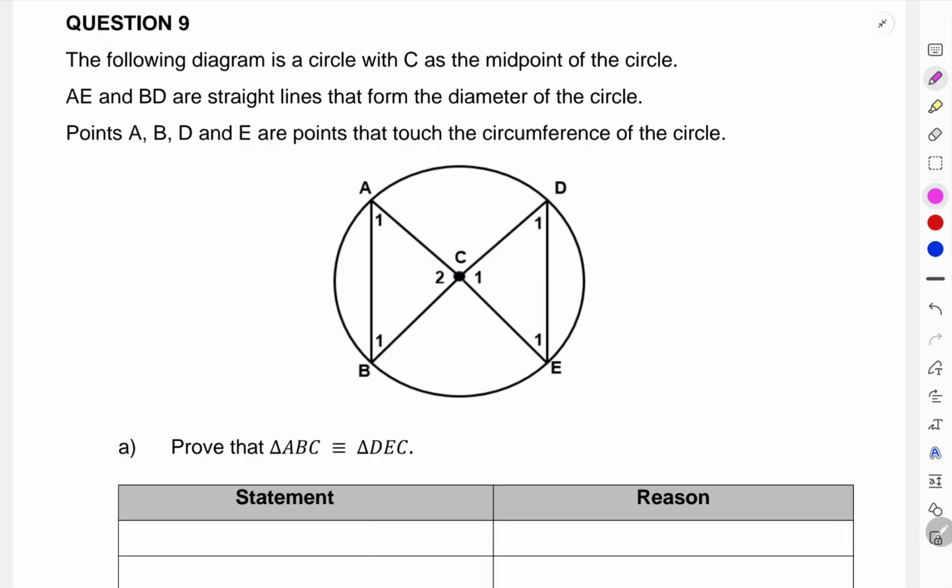Okay, last two questions. Almost there. Take a breather. Get some sweeties. Do something nice. Okay, and then let's finish this video with similarity and congruency, just revising that.